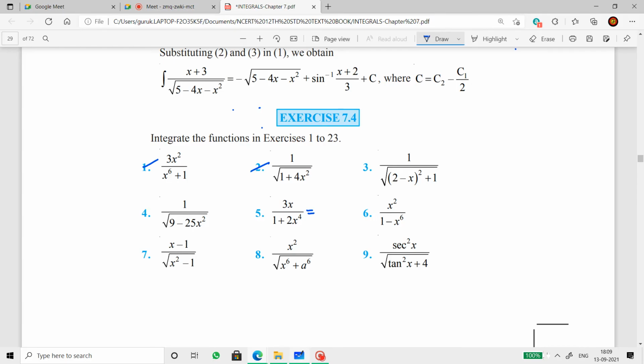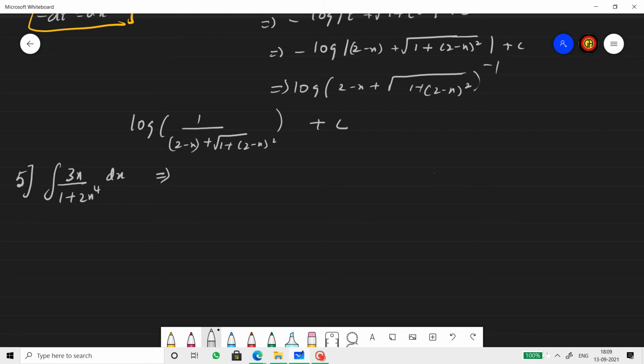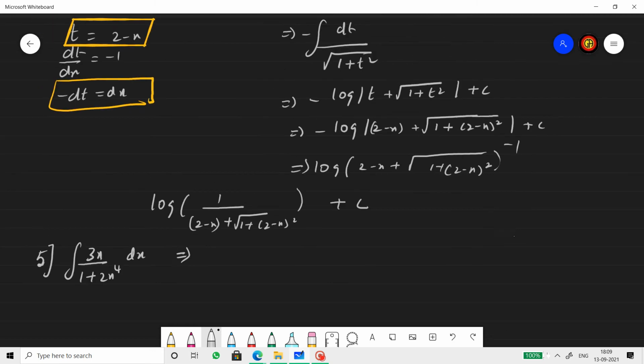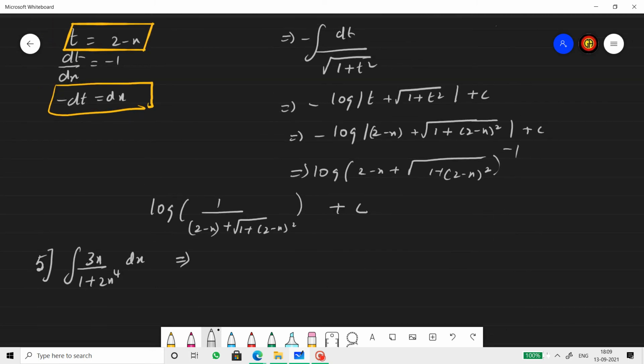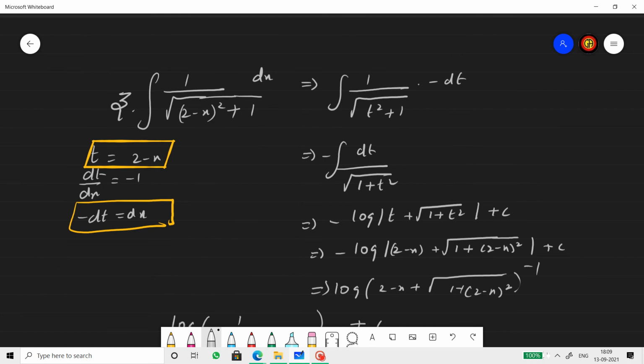So now the fourth question. Oh no, before that let me explain the third one to you. Third question is integration root over 2 minus x the whole square plus 1. The problem is instead of just an x square, we have an expression over there, which is also not allowed. So we take t as 2 minus x and then follow the substitution process. With that, the dx becomes minus dt. The minus comes out, so it's dt by root over 1 plus t square.